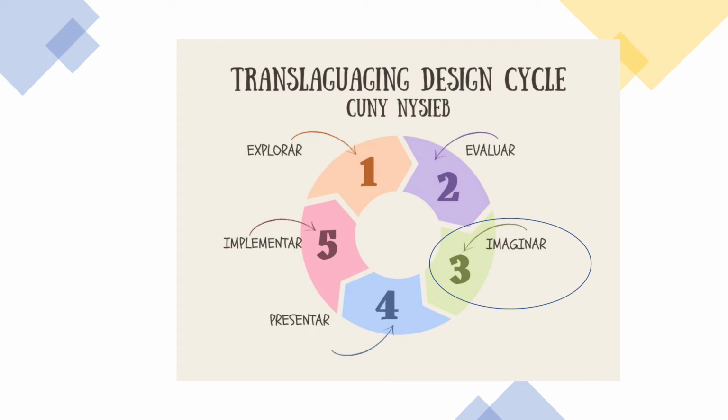The third phase, imaginar, involves the initial process of creating a final product for the activities. This product is going to be a multilingual product. So in this part of the translanguaging design cycle, the students are asked to plan and to create something that is going to be the final product of their activities.